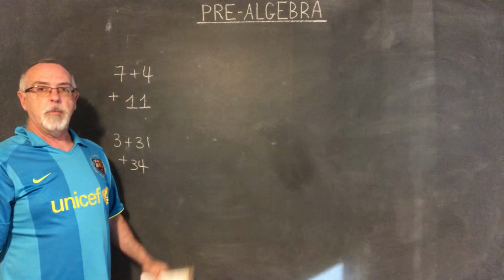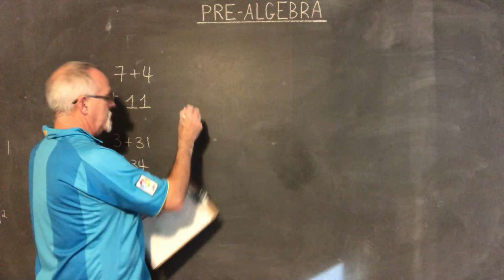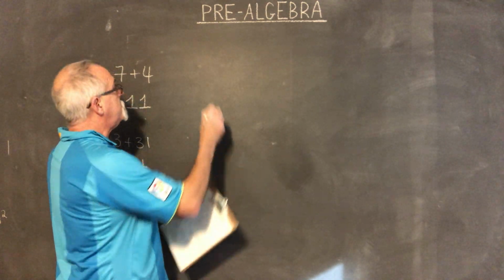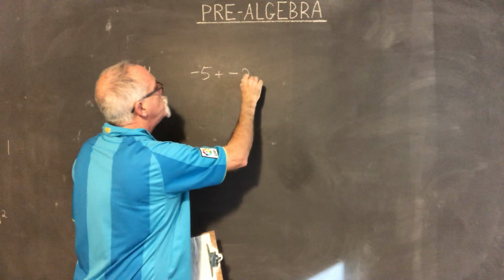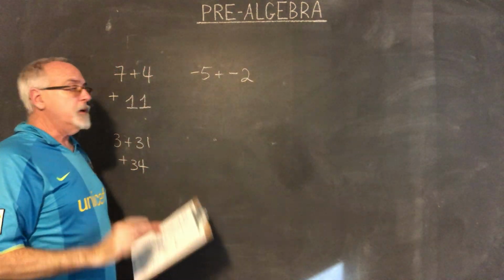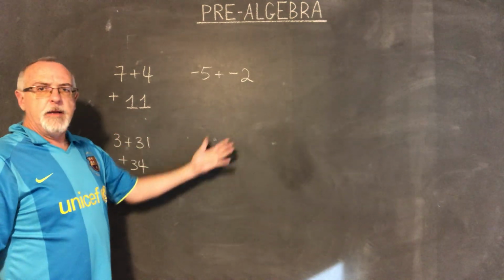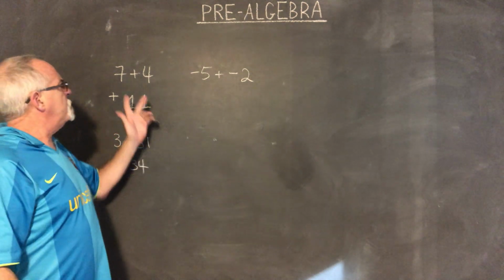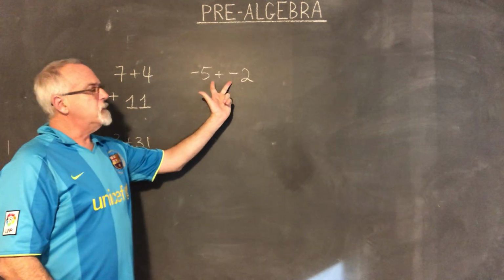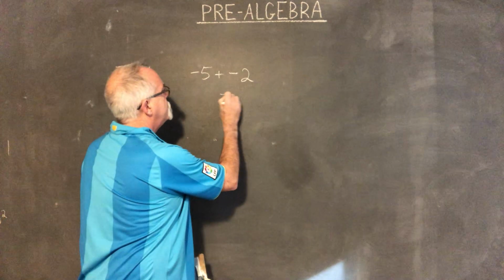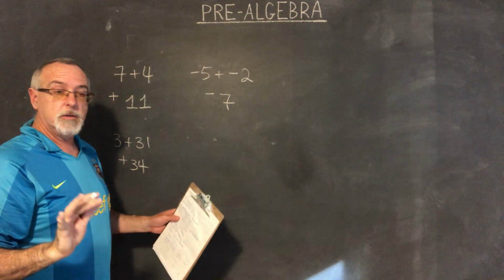But wait, what if they're both negative? Okay, now we have some stuff to do. How about negative 5 plus negative 2? When we do this, we add the numbers, and then they're going to be negative. So it's kind of the same thing. Both of these were positive, so we added them, and the answer was positive. Both of these are negative, we're going to add them, and the answer is going to be negative. It works.